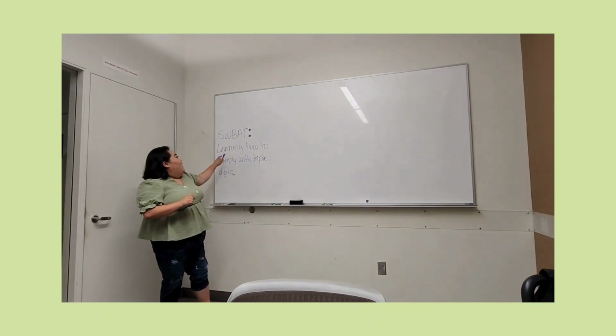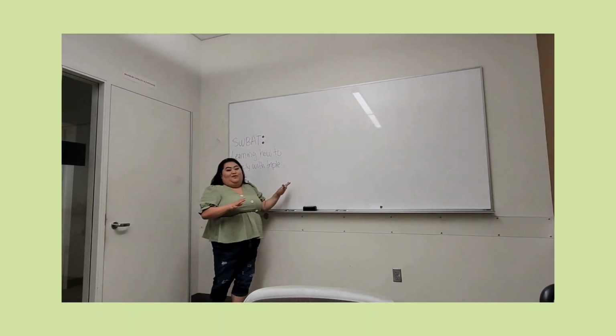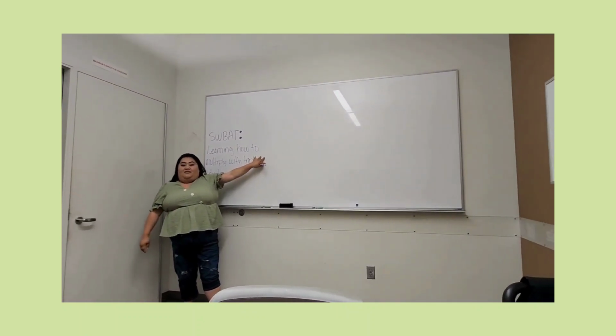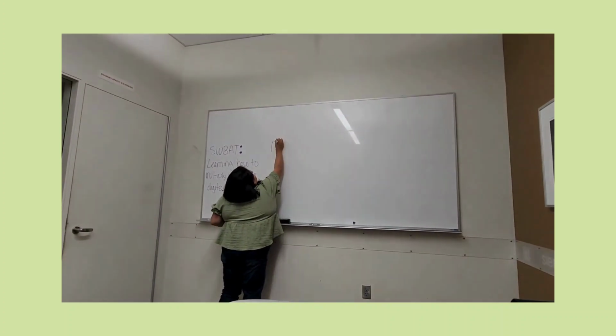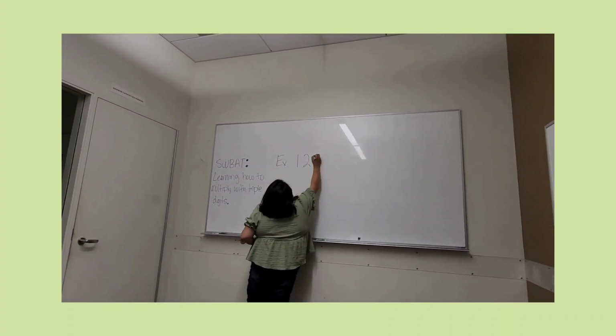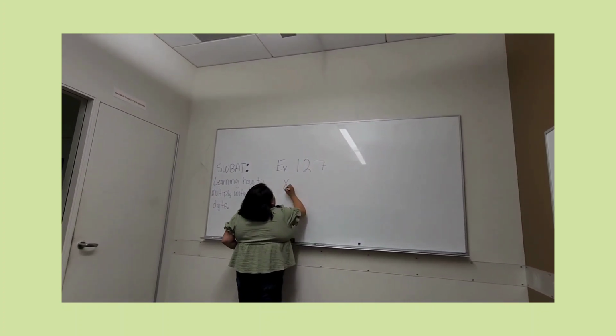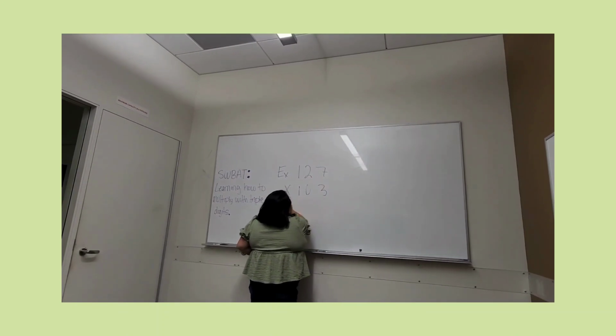Hello class. So today we're going to be learning about how to multiply with triple digits. And then our first example, I'm going to show you guys how to do it. And then after that, we're going to do a little practice. So our first example will be 127 times 102.